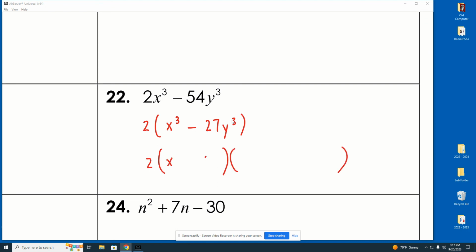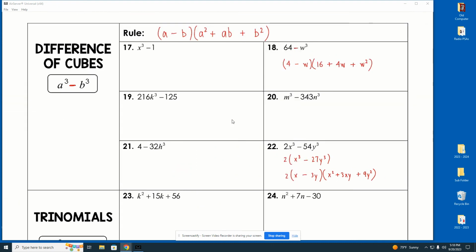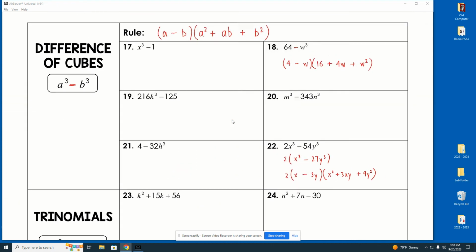X, 3y, square x, square 3y, right? 3y times 3y, 9y squared. And then multiply x times 3y. That's 3xy. If this is a minus, so is that, and this has to offset it. That's always positive. So, no need to spend a great deal of time on this new rule.